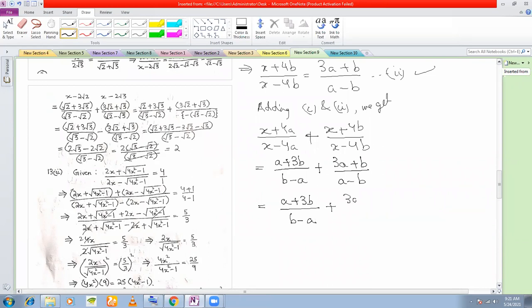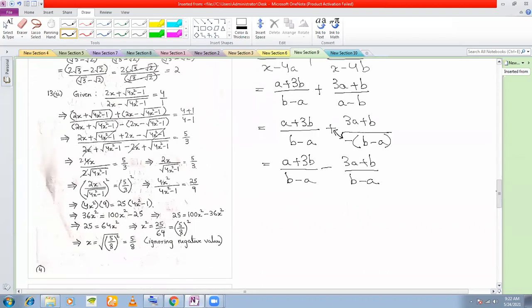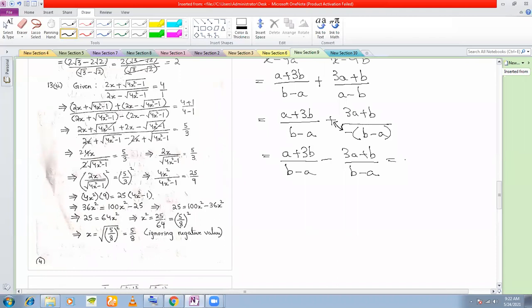So what you do here is, in the denominator you take a minus sign out so that you can get b minus a. Okay, so now you have a plus 3b divided by b minus a. Now what happens? This plus sign and this minus sign, they combine to give you a minus sign. Okay, now you can take the LCM because the denominators are the same.